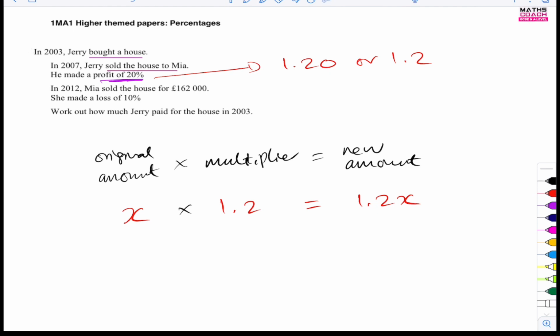Now let's look at Mia's information. Okay, so in 2012, Mia sells the house. So she sells the house. We know how much she sells it for, 162,000, and she makes a loss of 10%. So let's look at her multiplier. A loss of 10% would be 90%. So therefore the multiplier would be 0.9.